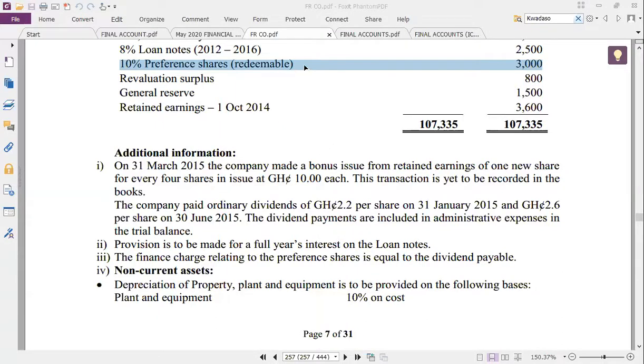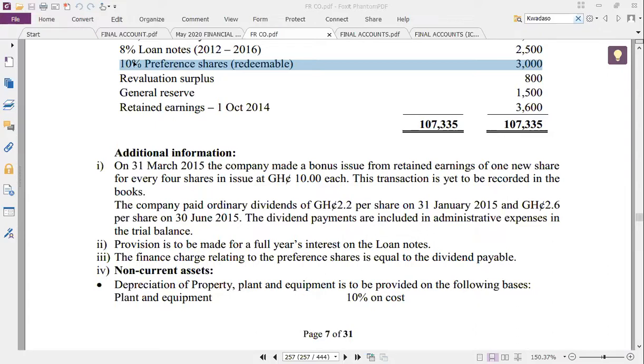So redeemable preference shares, they are what? Liability. So 3,000 must be part of the non-current liability. Then any dividend paid on it is what? Finance cost. Because interest on liabilities are what? Finance cost. The interest on the preference shares is the dividend.